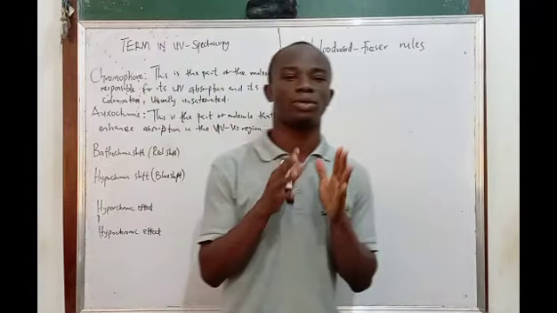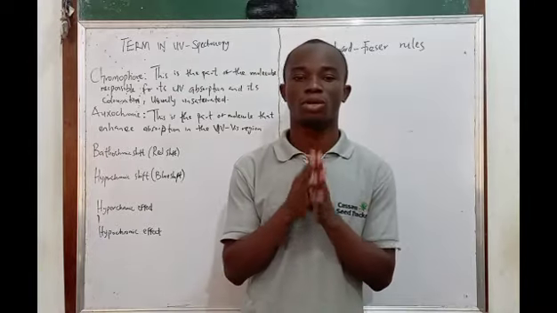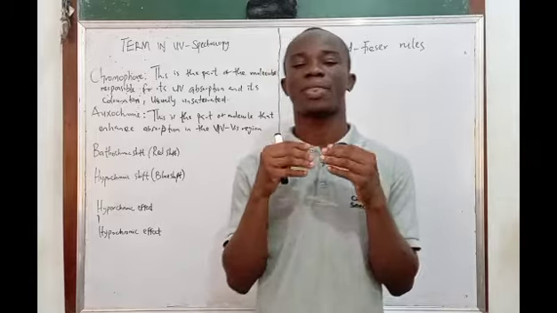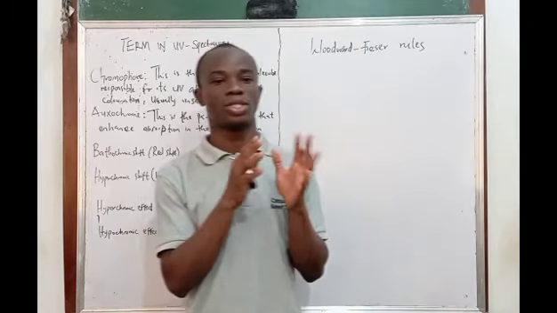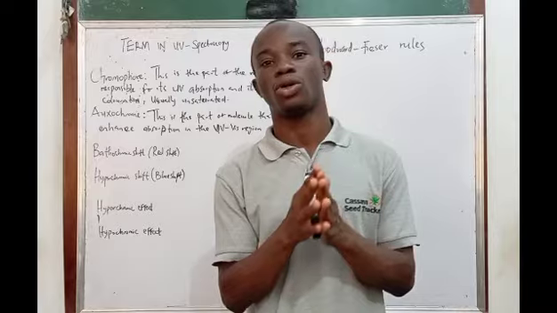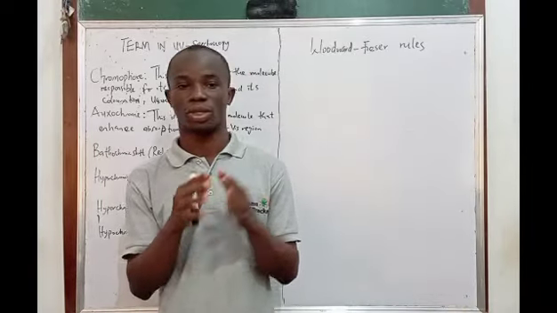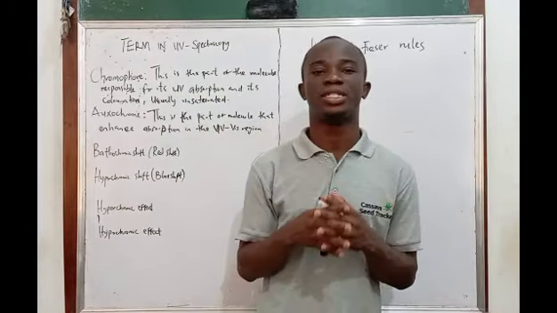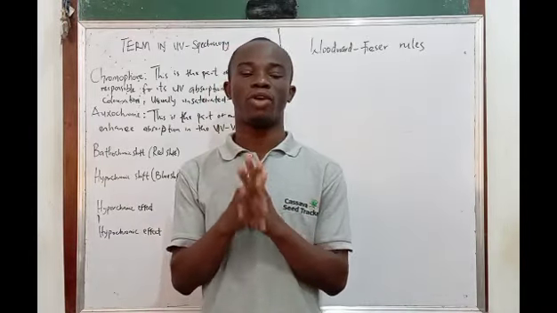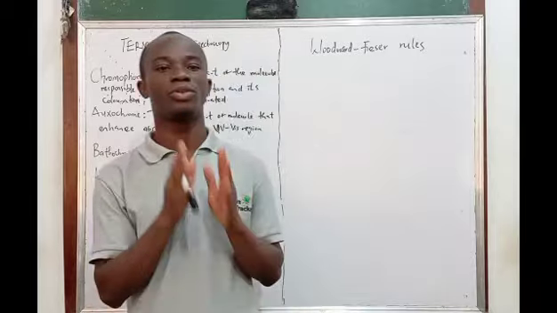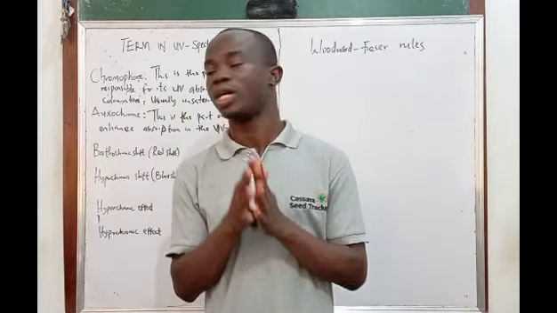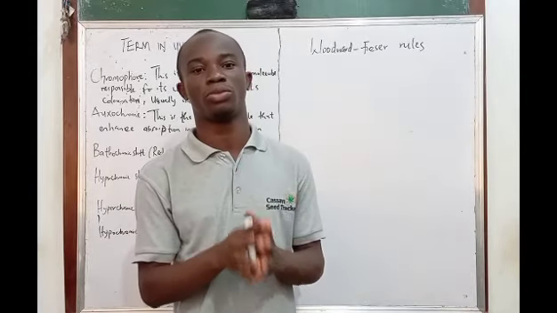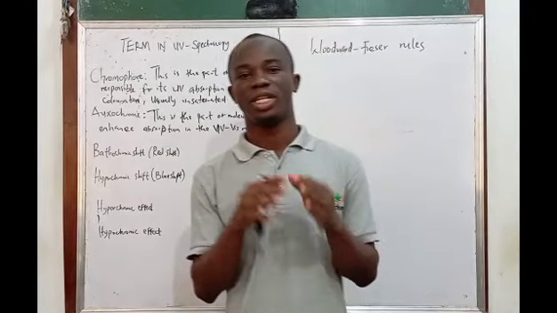hypsochromic shift. Now, these two terms have to do with wavelength, because we have said there are two particular quantities that characterize absorption in the UV region, which are the wavelength of absorption and also the intensity of absorption. So what is bathochromic shift? Bathochromic shift occurs when there is an increase in wavelength of absorption. So if the wavelength of absorption increases, then you say that you have a bathochromic shift. Another term for bathochromic shift is also the red shift.